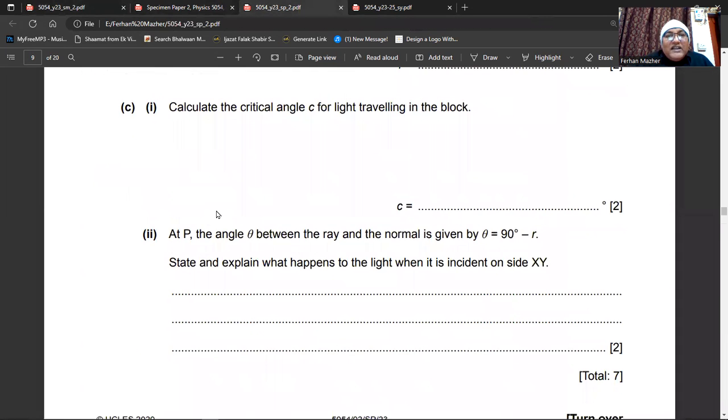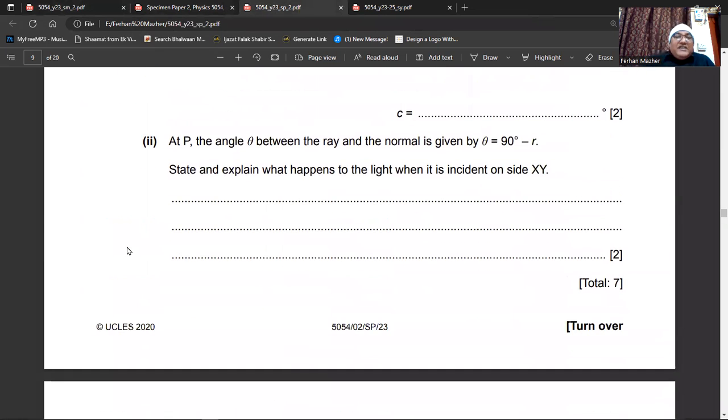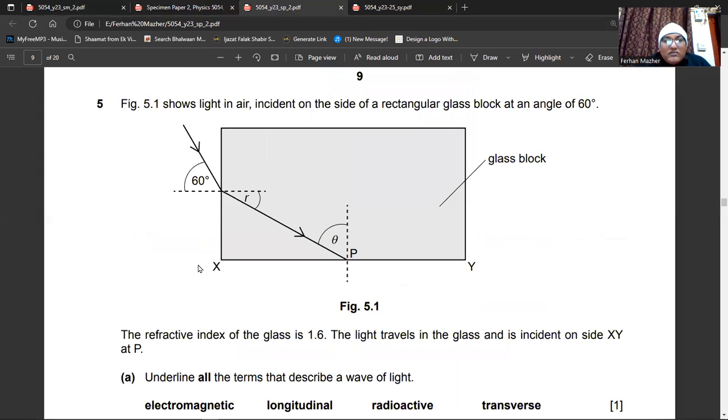It says at the point P, the angle theta between the ray and the normal is given by theta is equal to 90 minus R. State and explain what happens to the light when it is incident on the side XY. So basically they are talking about what will happen here. This theta is equal to 90 minus R. So I can find the value of this theta. I know the value of R. Then I will decide what will happen here.